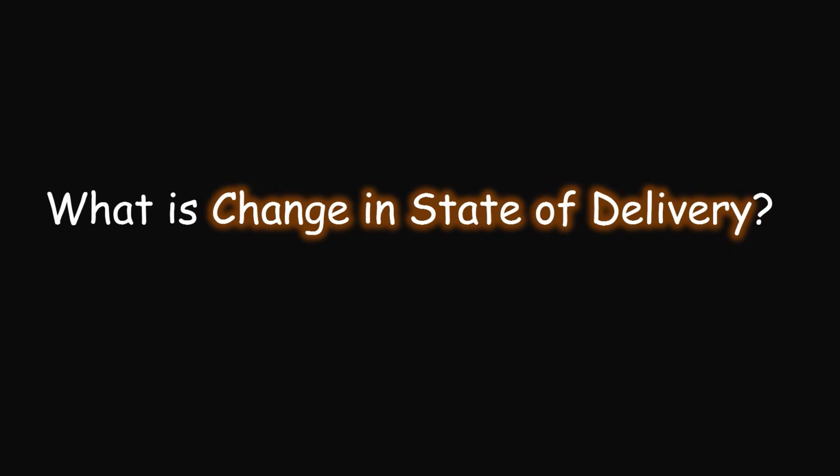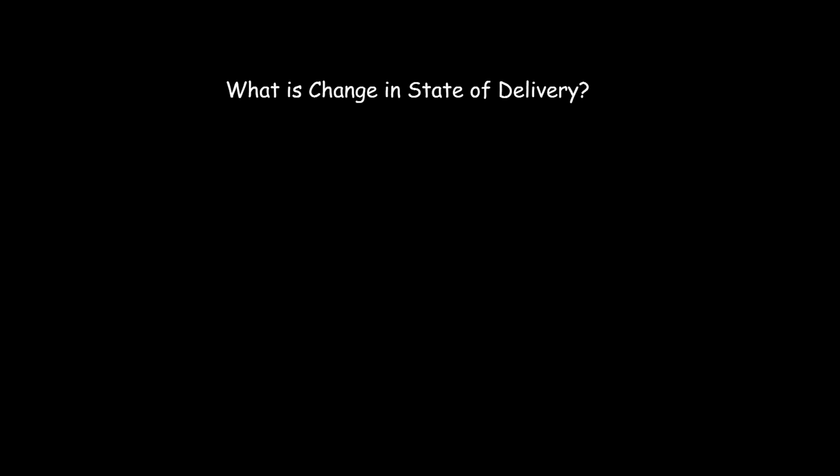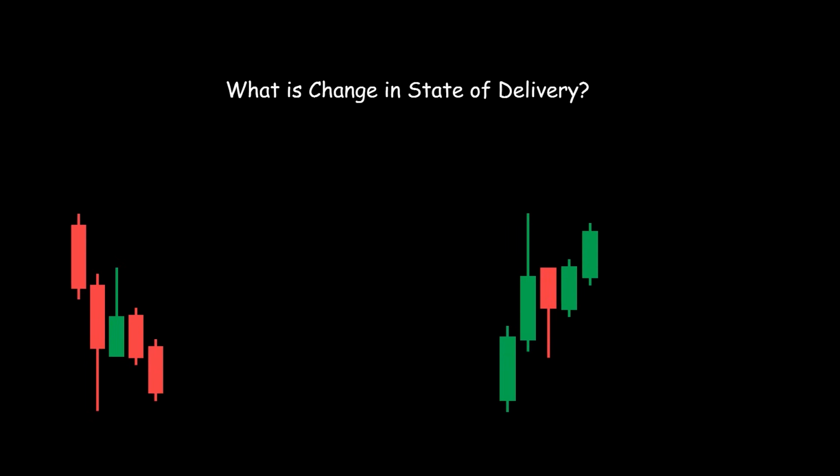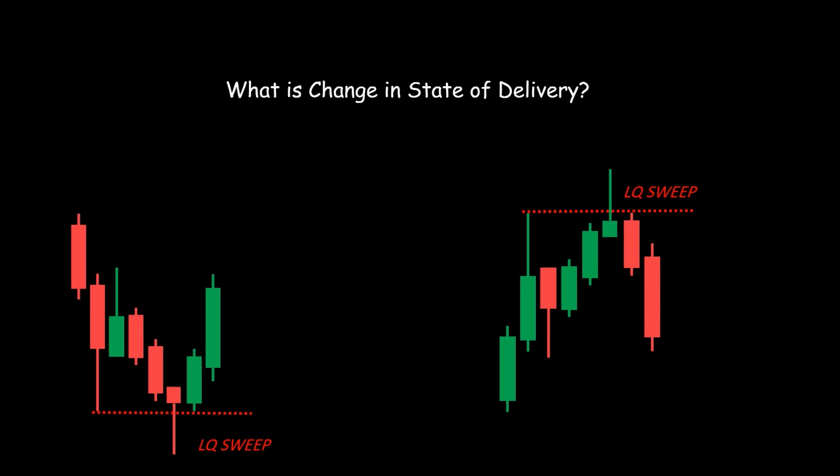What is change in state of delivery? A change in state of delivery is basically the moment the market changes its behavior. Price takes liquidity on one side, and then quickly shifts in the opposite direction with strong momentum. When that happens, and price closes past the first candle of that move, it tells us the delivery model has changed, and a potential reversal is forming.